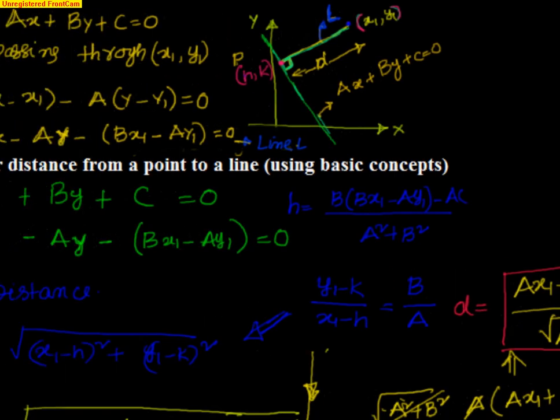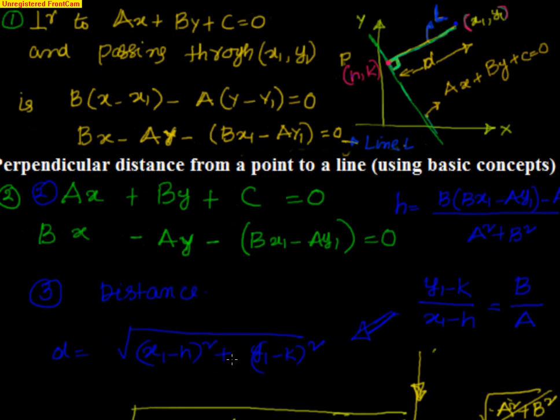Now let me summarize what we have done. We have been asked to find out the perpendicular distance from point x1 y1 to this line ax plus by plus c equal to 0. Our approach is, since we have to find the distance between these 2 points, I know this point. To know the other point, that's nothing but the point of intersection of these 2 lines, I should know the equation of L. So we came in reverse. Our first step is to find the equation of line L. That's what we have done. Our second step is to find the point of intersection. That's what we have done. And our third step is to find the distance between them.